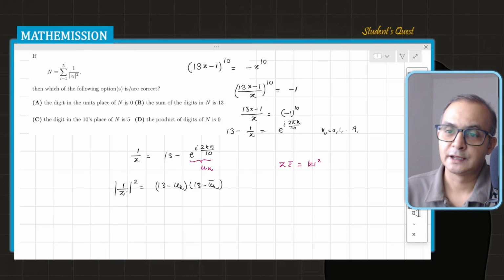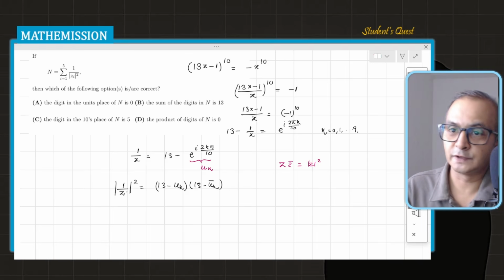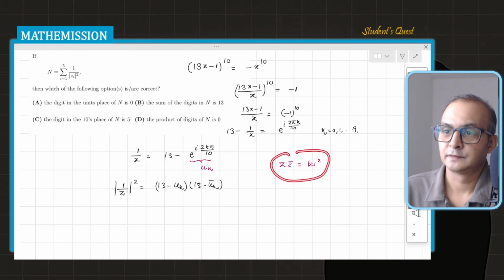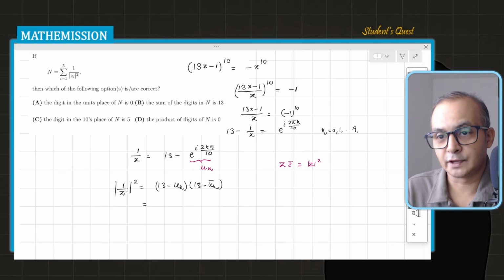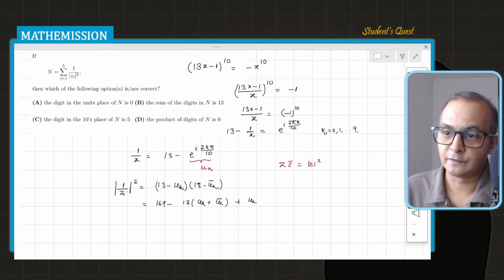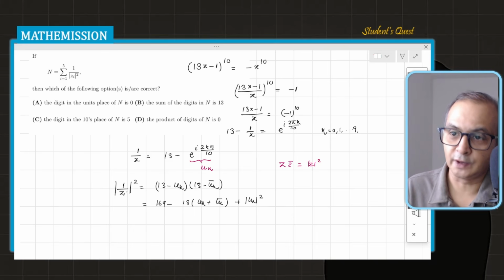How am I writing this? Because I'm taking the magnitude of this complex number, and 1 by mod z squared is 1 by z into 1 by z bar. I'm using this fact. So from there, what I can write is 13 times 13 is 169, minus 13 times (uk plus uk conjugate), plus uk conjugate times uk, which gives you magnitude of uk squared.